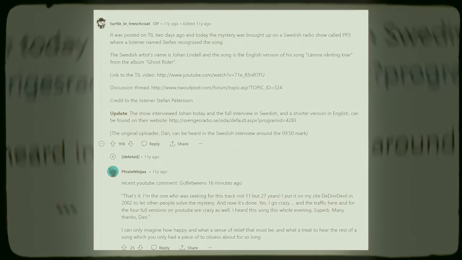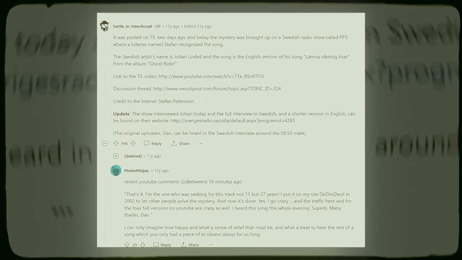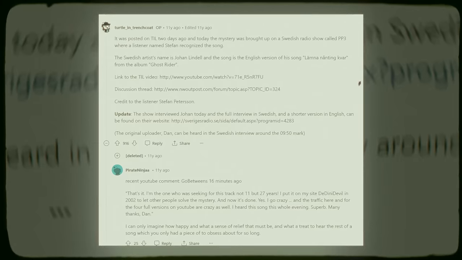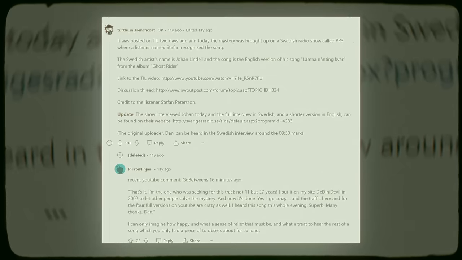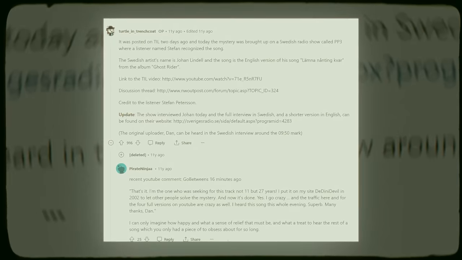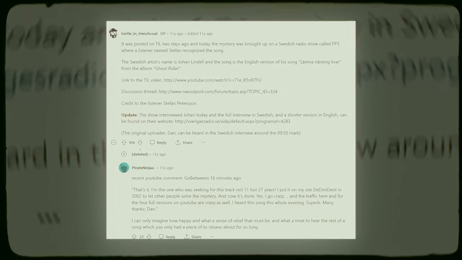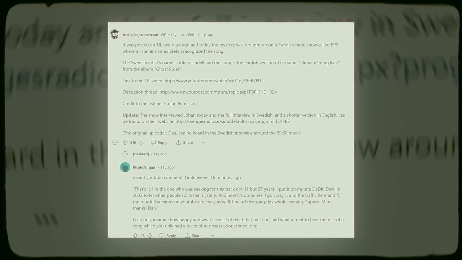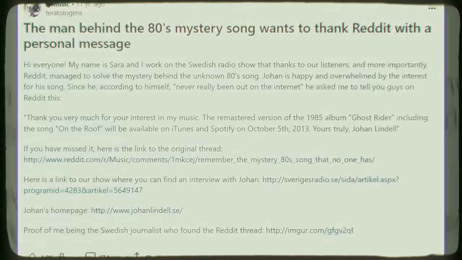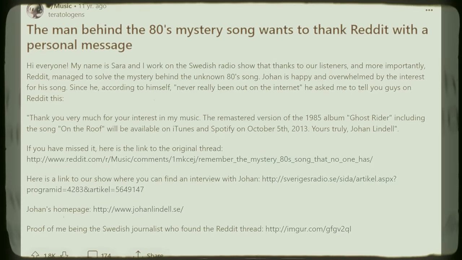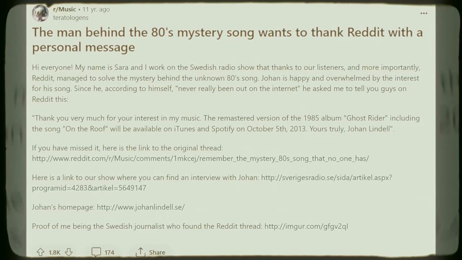An interview with Lindell was later released, and one commenter, GoBetweens, expressed gratitude and stated the following, saying, quote, "That's it. I'm the one who was seeking this track not 11, but 27 years. I put it on my site, Day Dini Devil, in 2002 to let other people solve the mystery." Then they said that the mystery was now solved and that they listened to the song the whole evening. Redditors praised Stefan in the comments section, and the age-old mystery that had circulated the Reddit communities was finally solved.